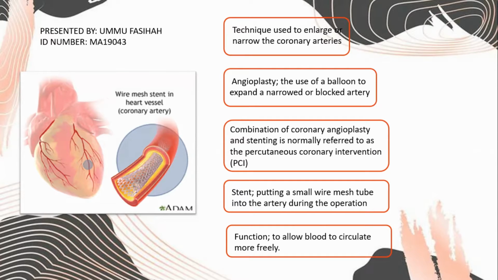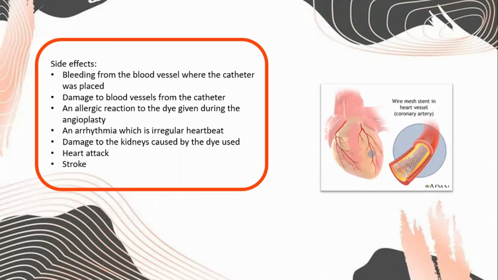Nowadays, angioplasty procedures often include putting a small wire mesh tube called a stent into the artery during the operation. The stent is permanently left in place to allow blood to circulate more freely. But there are side effects of coronary angioplasty.